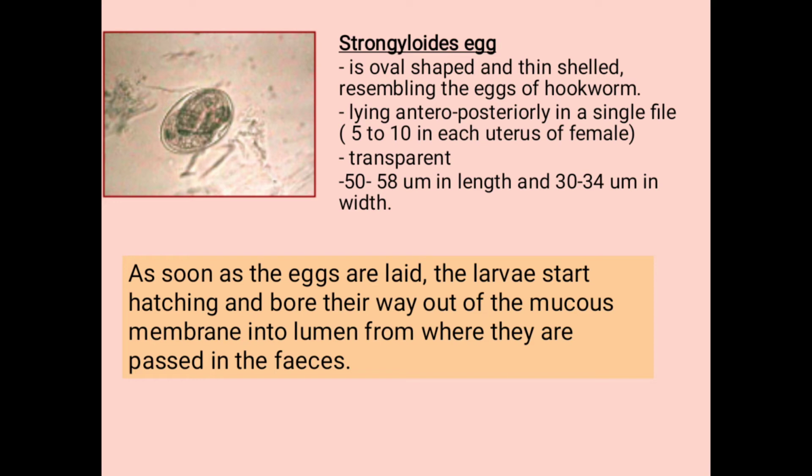So the Strongyloides egg is oval shaped and thin-shelled, resembling the eggs of hookworm, lying anteroposteriorly in a single file, 5 to 10 in each uterus of the female. It is transparent and 50 to 58 micrometers in length and 30 to 34 micrometers in width. As soon as the eggs are laid, the larvae start hatching and bore their way out of the mucous membrane into the lumen from where they are passed in the feces.